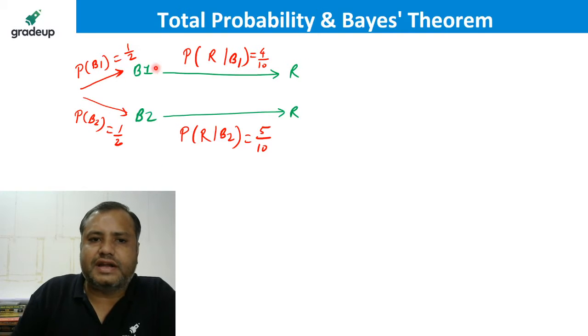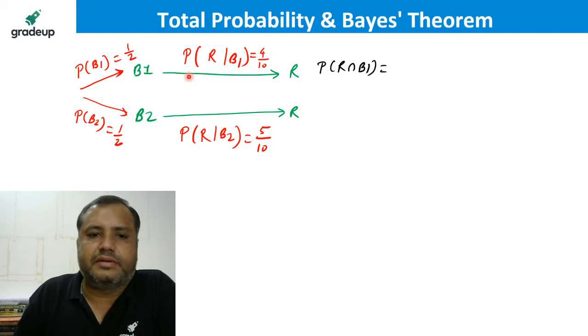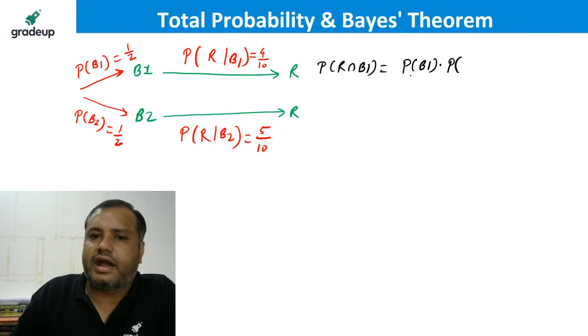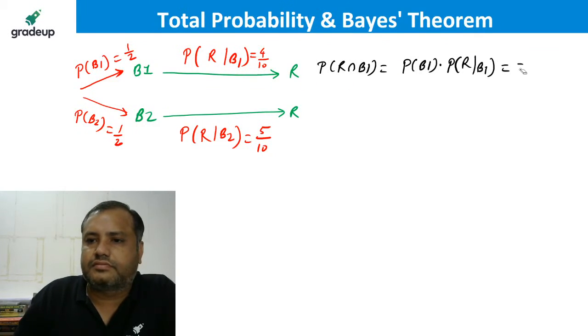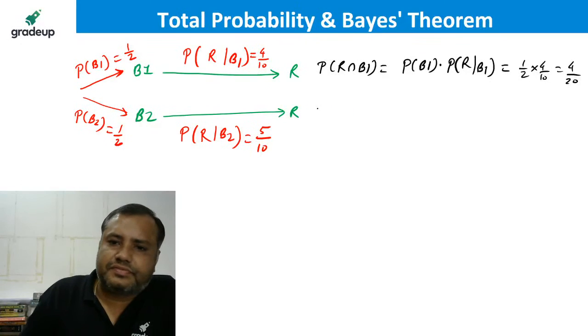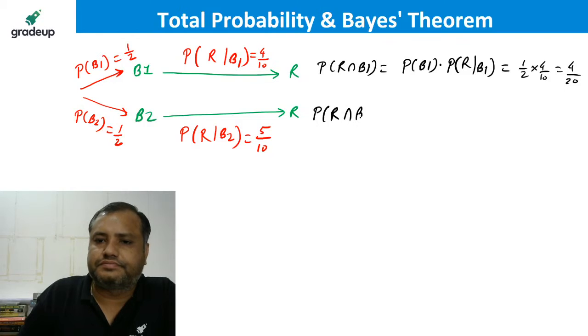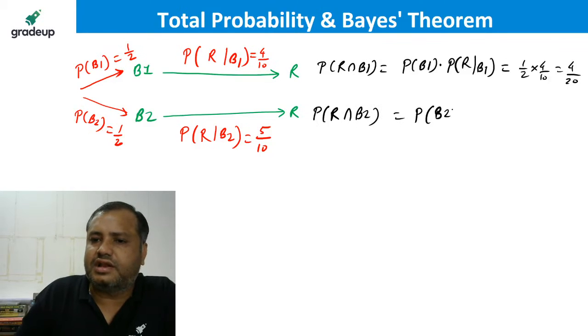So the probability of a red ball and selection of box 1 simultaneously, the joint probability, will be marginal into conditional. Marginal for B1 and conditional for R, that is R given B1. So the product of these two, 1 by 2 into 4 by 10, will be 4 by 20. Similarly, the probability of joint occurrence of a red ball and box 2 selection will be marginal into conditional. So 1 by 2 into 5 by 10, that is 5 by 20.